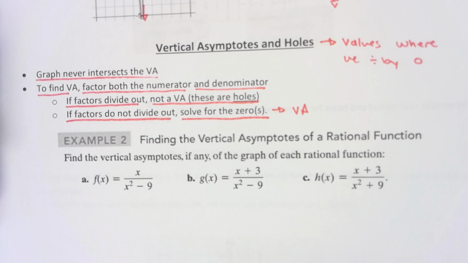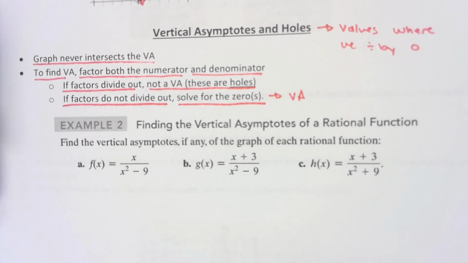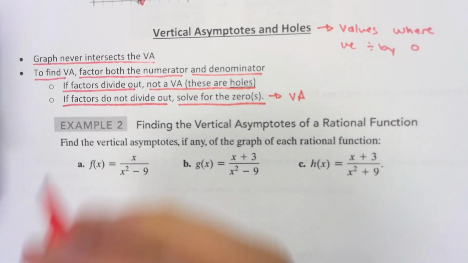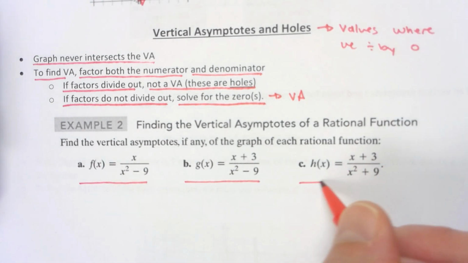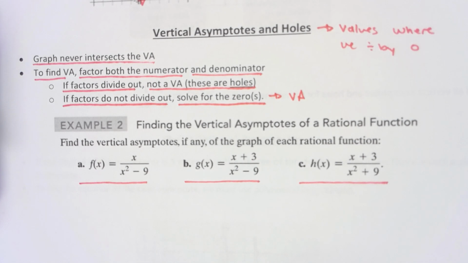So we're going to work through a quick example or a few examples. We're going to look at the rational function, and we're going to describe the places that we have vertical asymptotes and holes.